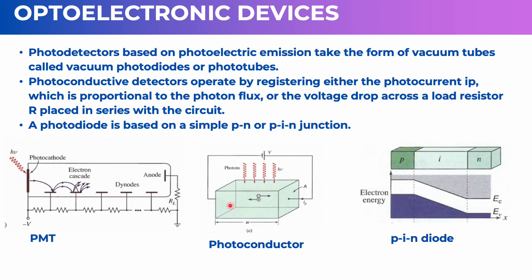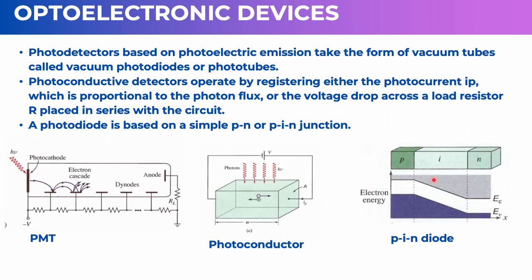Another type is the photoconductor, which helps in conducting electrons that can be controlled by light. Depending on the photons incident, the photoconductor would operate by registering either the photocurrent or the voltage drop across the resistor, which would depend on the number or kind of photons that are incident. So we can add a current detector or a voltage detector to this circuit.